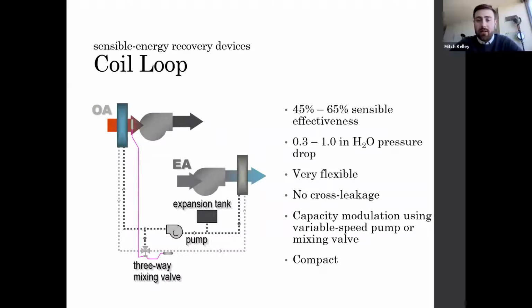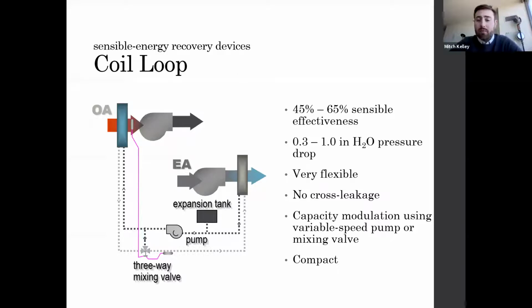Coil loops are typically selected with a sensible effectiveness of about 45 to 65% and have an airside static pressure drop that is directly related to the effectiveness of the coil. Now, the positive here is that coil loops are very flexible. They can transfer heat between multiple airstreams. These airstreams can be physically separated at some distance, which is a huge advantage, particularly in retrofit situations. Also, this physical separation means no cross-contamination, which is a great advantage in laboratories.